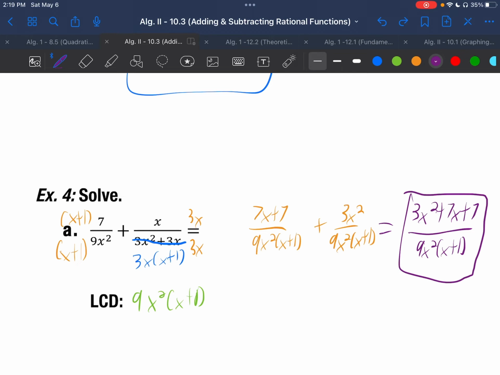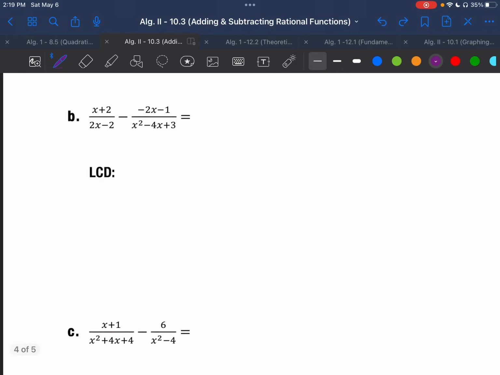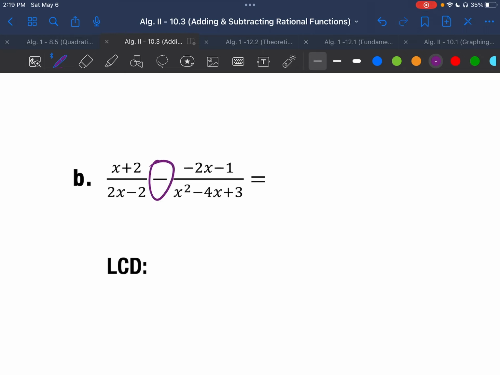All right, moving on to example 4b. Here we have subtraction, so I'm just going to go ahead and change that to addition and change the signs that follow in the numerator, because then that changes the sign of the fraction in general. It's like you multiply the fraction by -1.